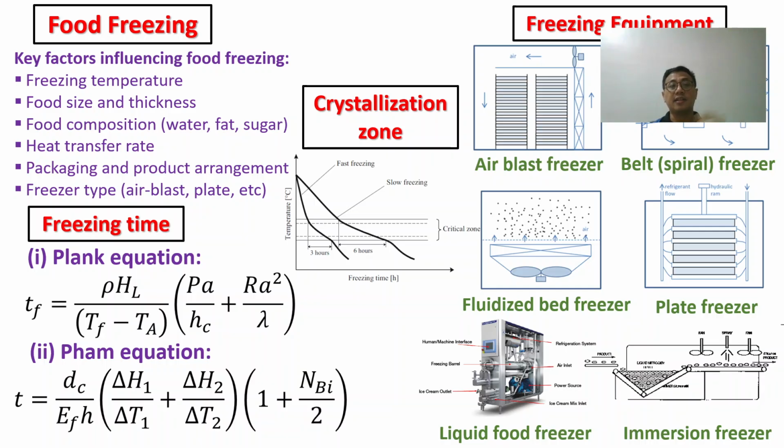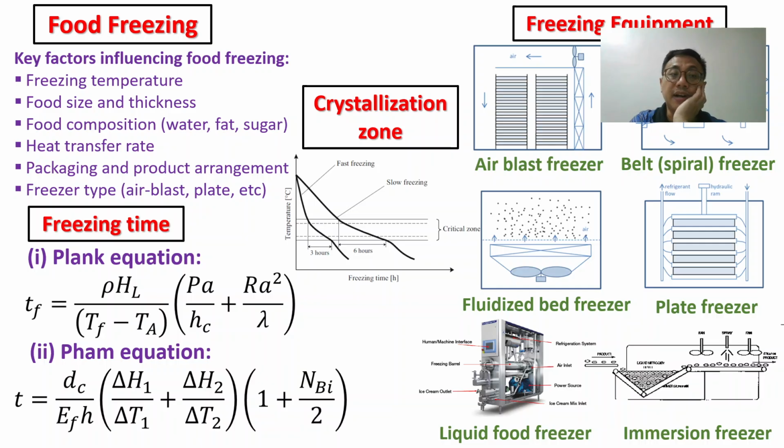The food size and thickness of the food will definitely influence the effectiveness of food freezing. Food composition, how much water content, fat content, and sugar content. All these may influence the freezing process, because sugar may crystallize as well. Fat is also involved in forming a layer that inhibits the heat transfer.